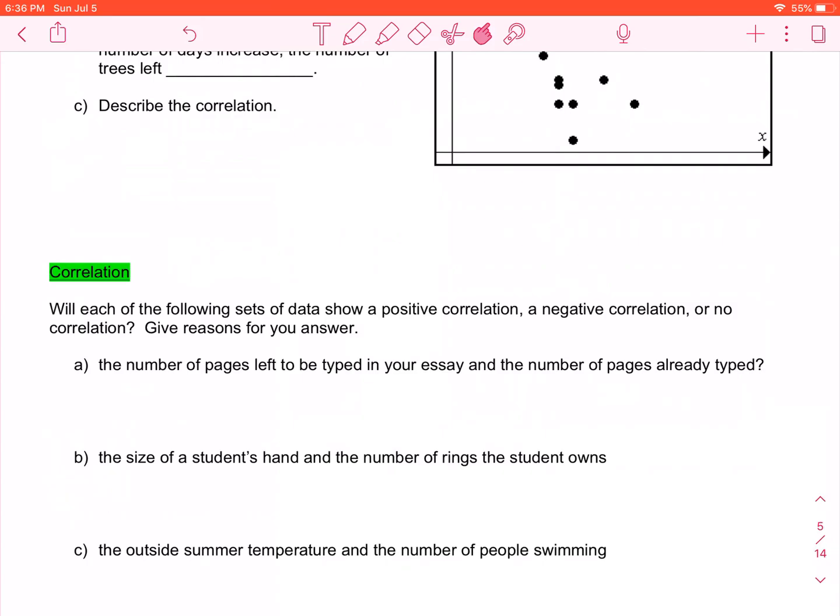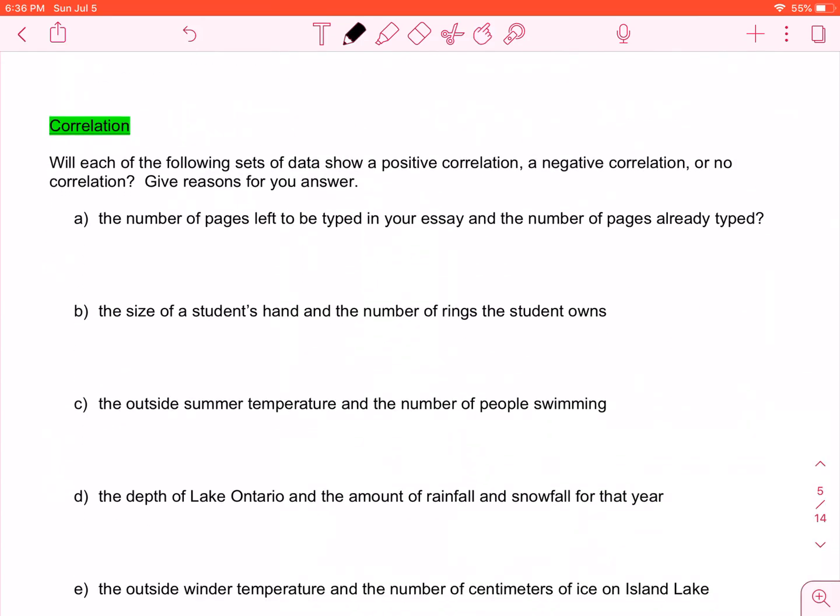Okay, so I'll just move down and we'll discuss correlation. For correlation, will each of the following sets of data show a positive correlation, a negative, or no correlation? And we're going to give a reason for your answer. I'm also going to use graphs to represent them in a one-quadrant graph, just so we can draw a visual. So the number of pages left to be typed in your essay, and the number of pages already typed. Definitely on the independent axis, this would represent the number of pages typed, and the dependent would be the number of pages left.